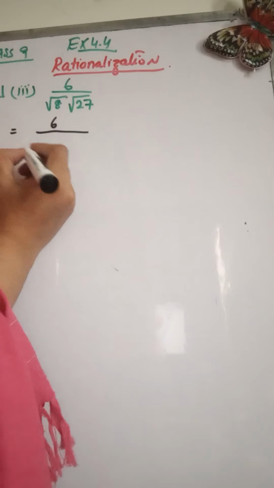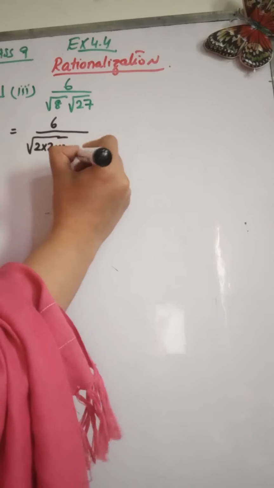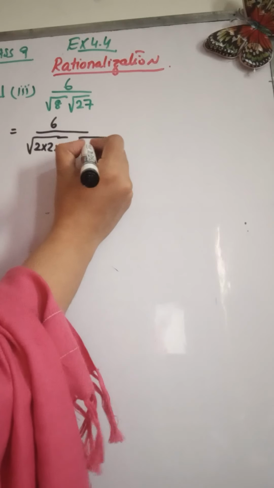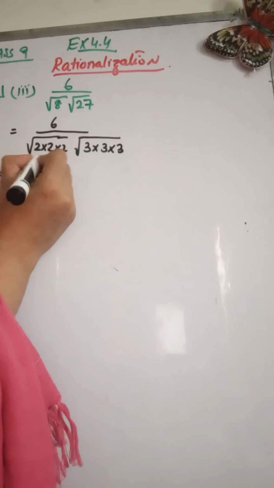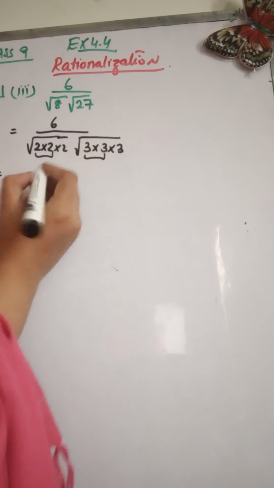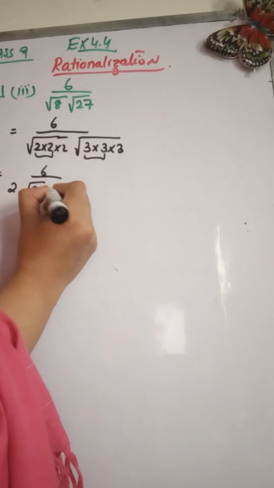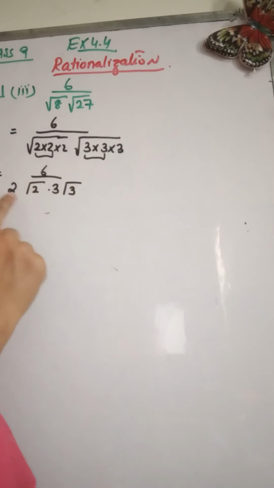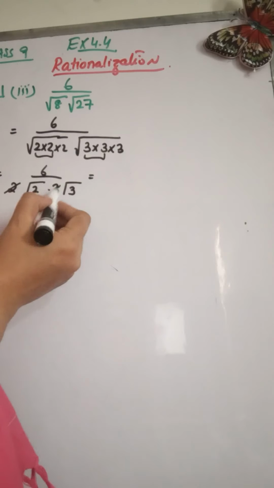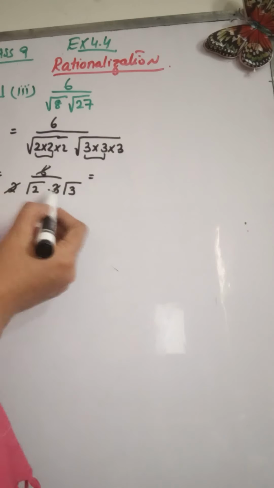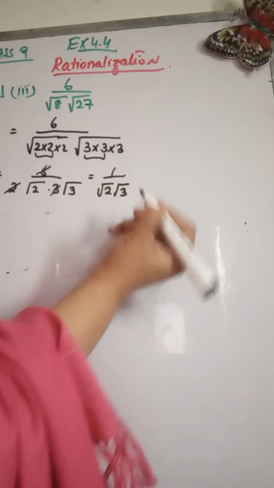We know that under root 8 can be written as 2 cube, 2 into 2 into 2, and 27 is the cube of 3, 3 into 3 into 3. Now out of these, 2 will be pulled out, 3 will be pulled out, and we will have 2 under root 2 into 3 under root 3. Place these two numbers together so we can cancel them out. 2 3s are 6, so 6 will be cancelled out with the product of these two, and we are going to have 1 over under root 2 over under root 3.